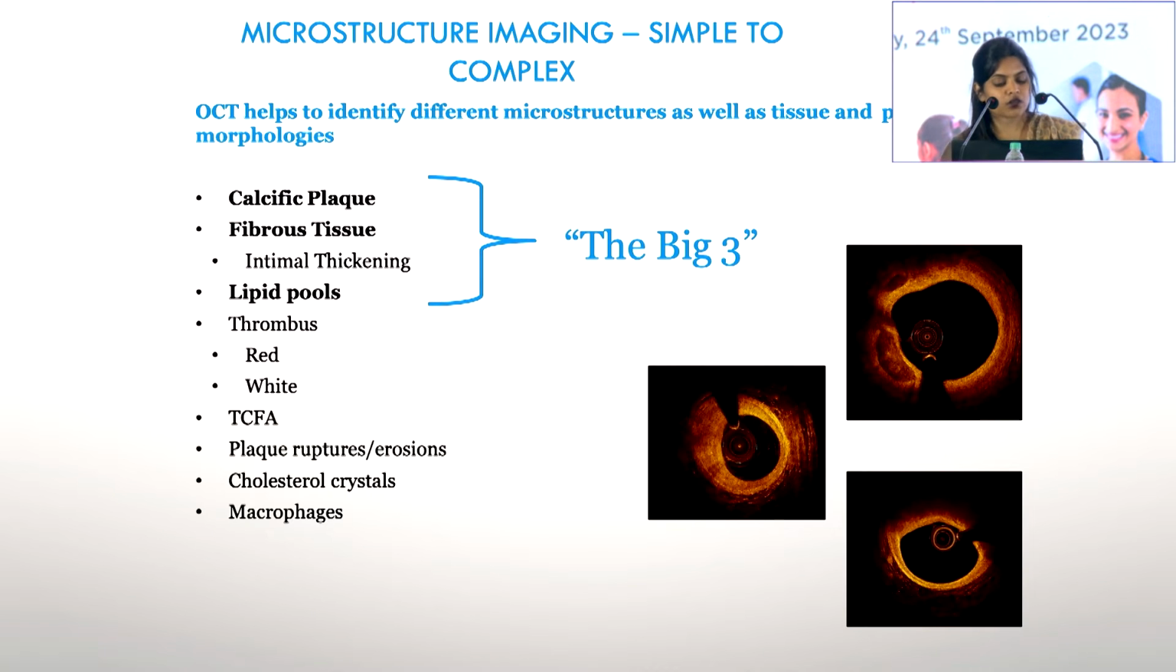Coming to the structural morphology, there are mainly three types of plaque: calcific plaque, fibrous plaque, and the lipid pool. Apart from that, it also helps us in identifying the thrombus burden, by saying whether it's a red or a white thrombus, which is more organized. It helps us in identifying thin cap fibroatheroma, which are more vulnerable to plaque rupture, helps us differentiate between a rupture and erosion, and can also identify cholesterol crystals and plain intimal thickening.